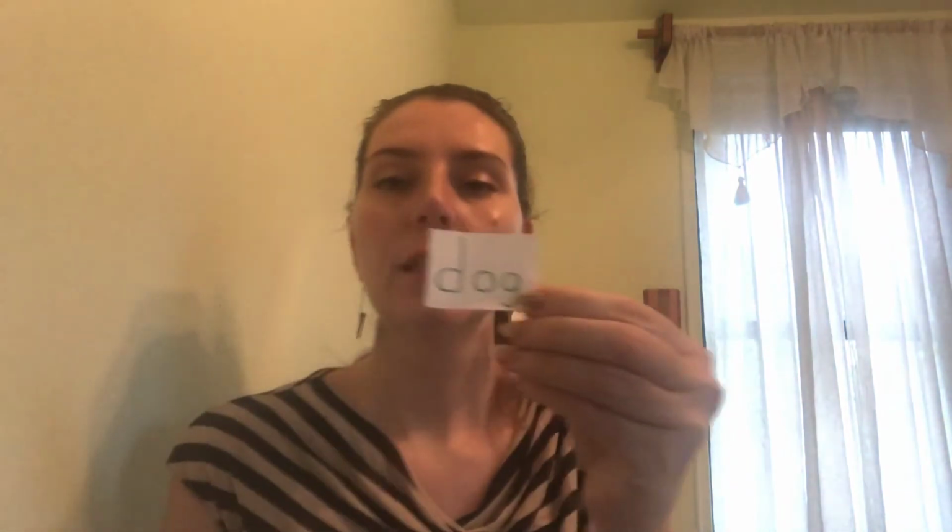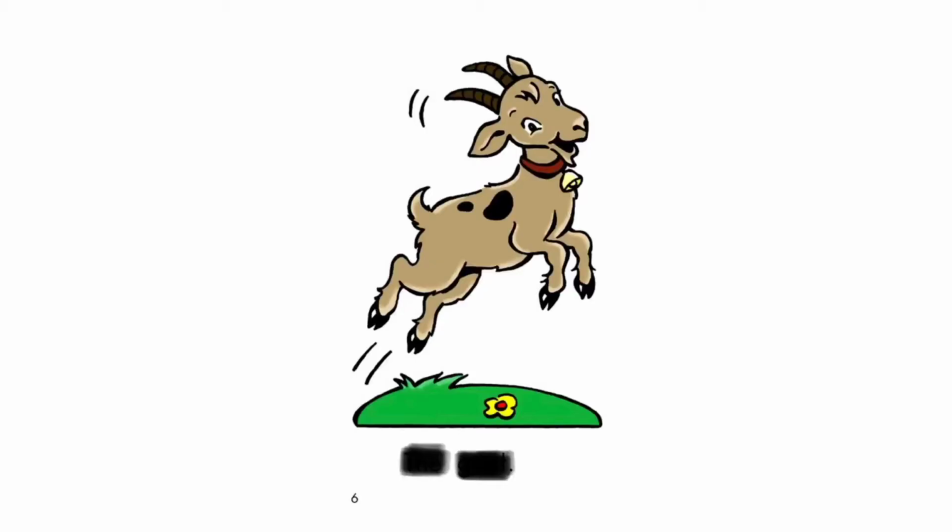D-O-G spells dog. So now I'm going to show you the last 2 pages, and I want you to use all 4 strategies to read what they say. Here's our first new page. There's an illustration of a farm animal at the top, and there are 2 words at the bottom which fit our pattern.